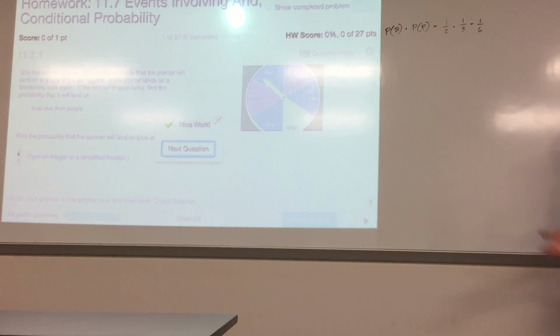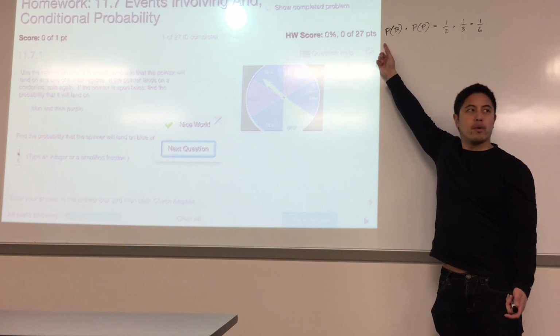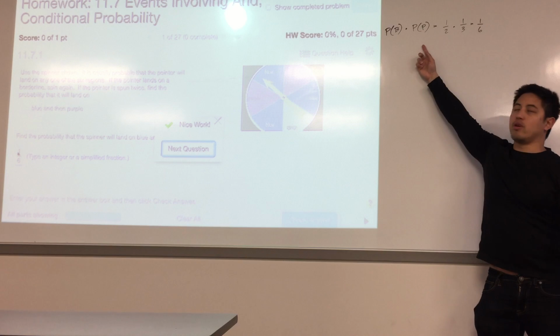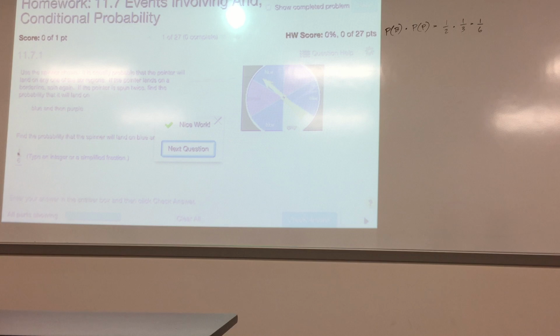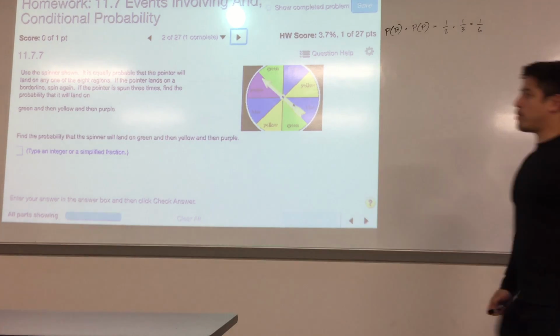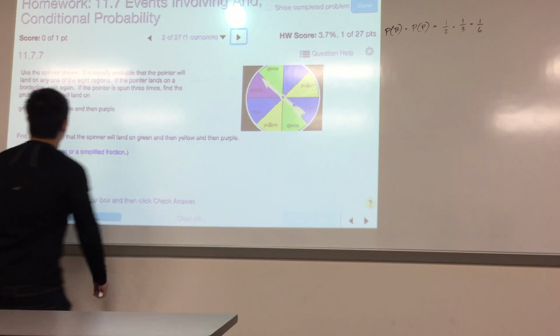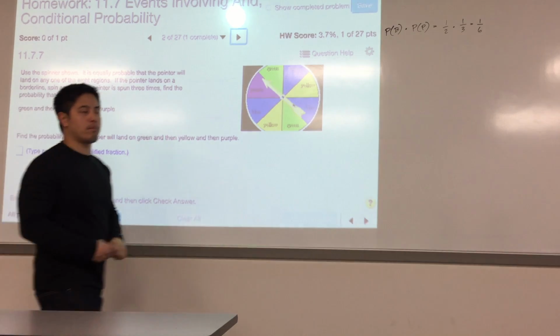The probability of getting a blue on the first spin, then a purple on the second, is the product of the probability of getting a blue and the probability of getting a purple. Does that make sense, guys? That's it. I'm telling you, it's not bad. It's like this the whole section. All right, let's take a look at this next one. Find the probability that if we spin it 3 times, the first time we get green, then we get yellow, then we get purple.